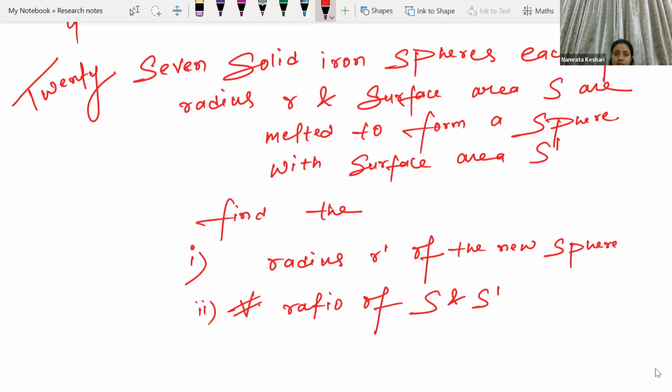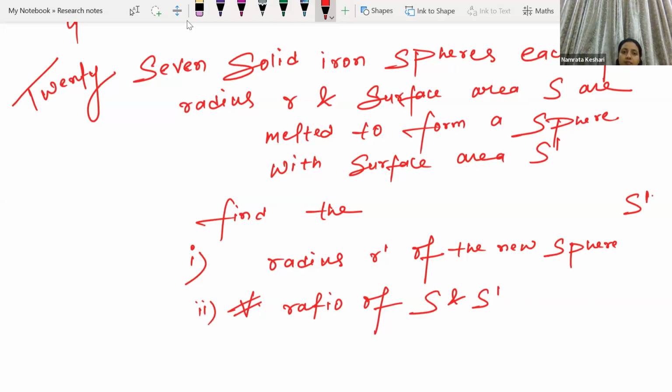Ma'am, is the question saying that there are 27 iron spheres with radius r and surface area s, and they are melted to form a new sphere with surface area s dash, right? This one we'll be calling dash.